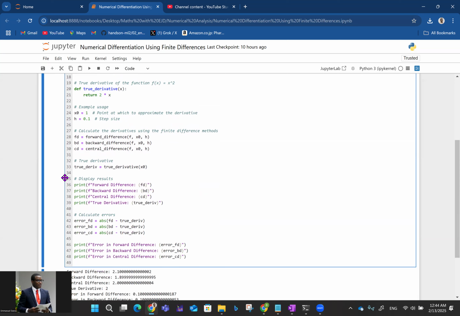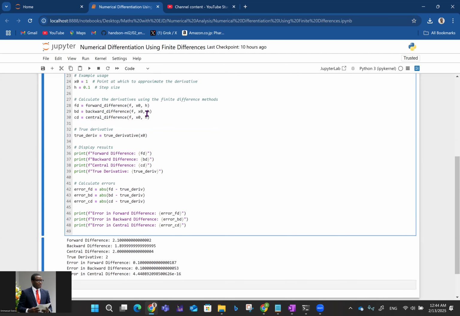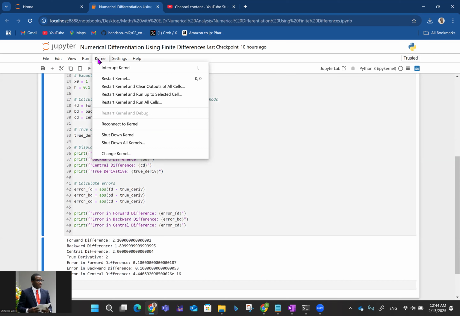Then you have your x naught, which is 1. That's the point at which to approximate the derivative. I didn't have to worry about x naught the other time when I was working. So the point you're evaluating is automatically your x naught, and then you have the forward difference, backward difference, and all of these things. It's even implemented already.